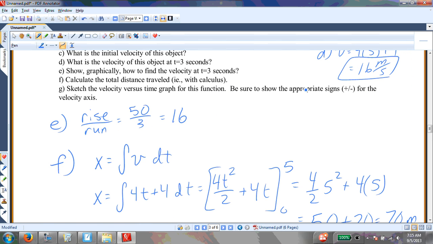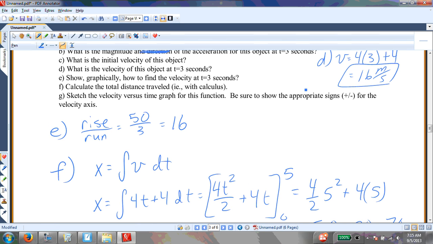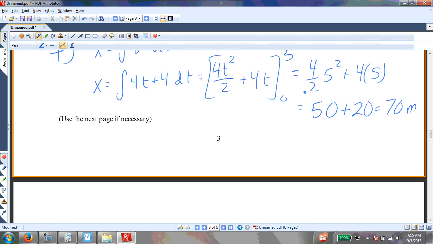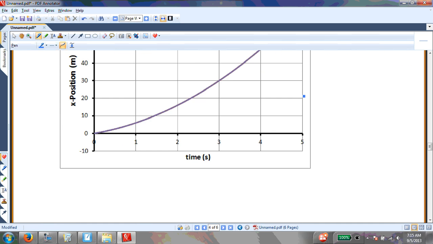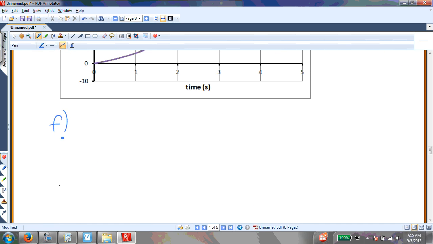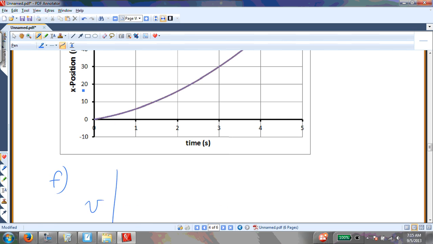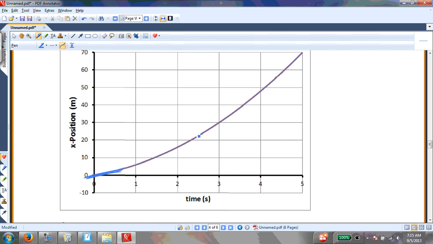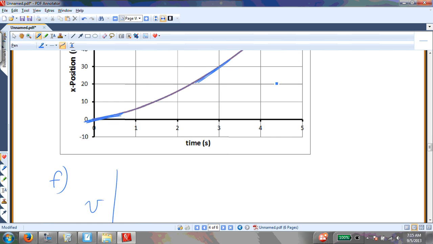And then G, sketch the velocity versus time graph for this function. Be sure to show the appropriate signs for the velocity axis. So final part, V versus T. V is positive always and increasing. I get that from the slope. It's positive here, and it's increasing as I go along.